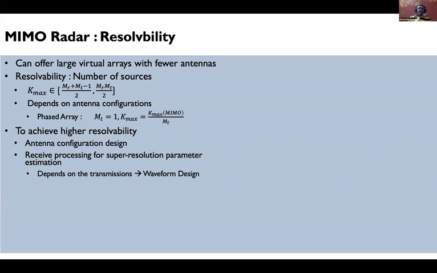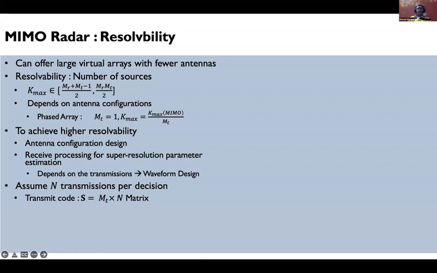So in waveform design, you can assume that you have N transmissions per decision, N snapshots, if you want to call them, or N number of chips in a pulse coded modulated waveform system, or in an FMCW, for example, the number of samples at Nyquist rate. So what we do is essentially transmit code S, which is the number of antennas times the number of snapshots or number of transmissions. So we assume that some things with regards to the target are fixed here, that the target does not move range cells, or the Doppler is not appreciably different within this time.